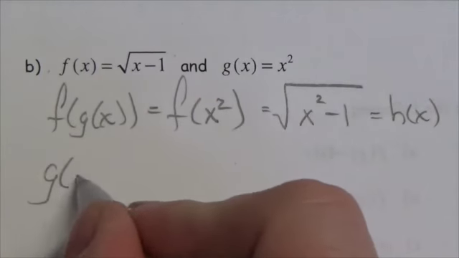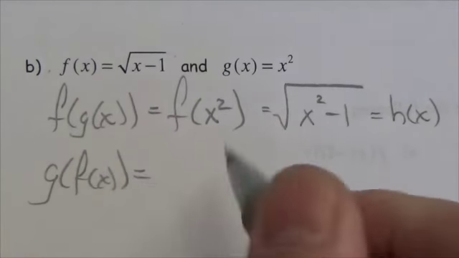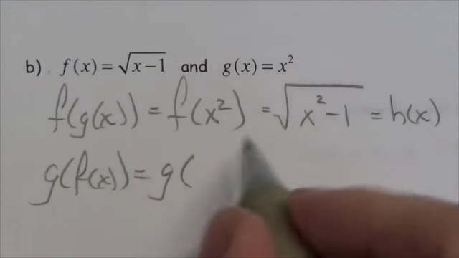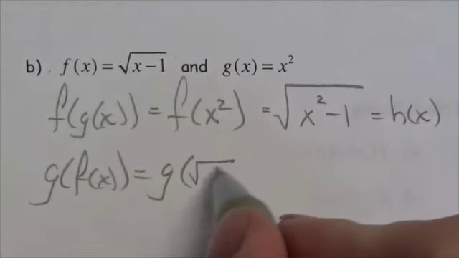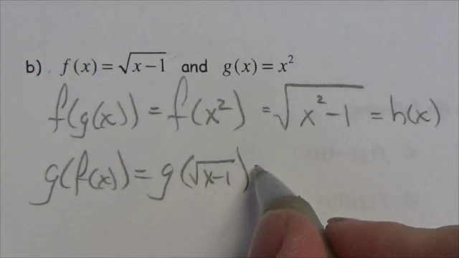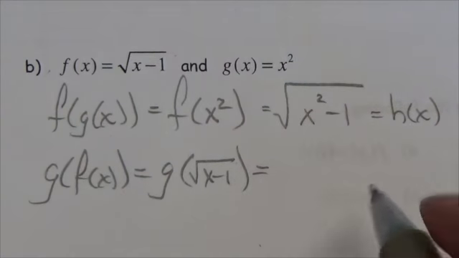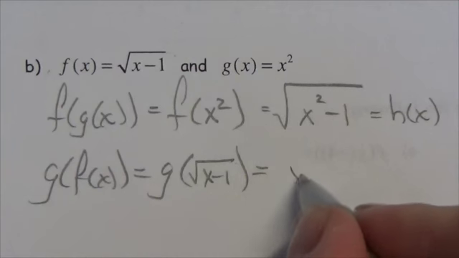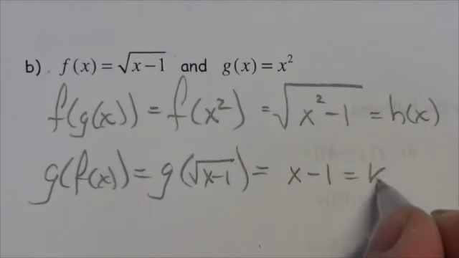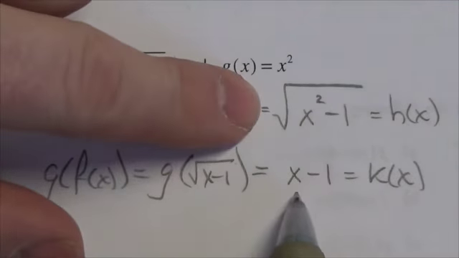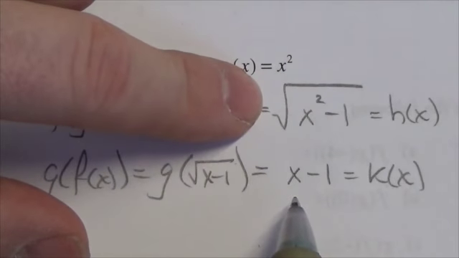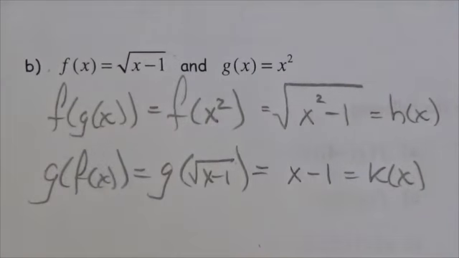Switch the order, g of f of x. I can directly substitute f with the square root of x minus 1. And then g, remember g squares its independent variable. Now in this case, that's the square root of x minus 1. And when you square that, we're simply going to lose the square root. So this will become x minus 1. And we maybe call that k of x. And those are very, very different. So again, order makes a big difference here.